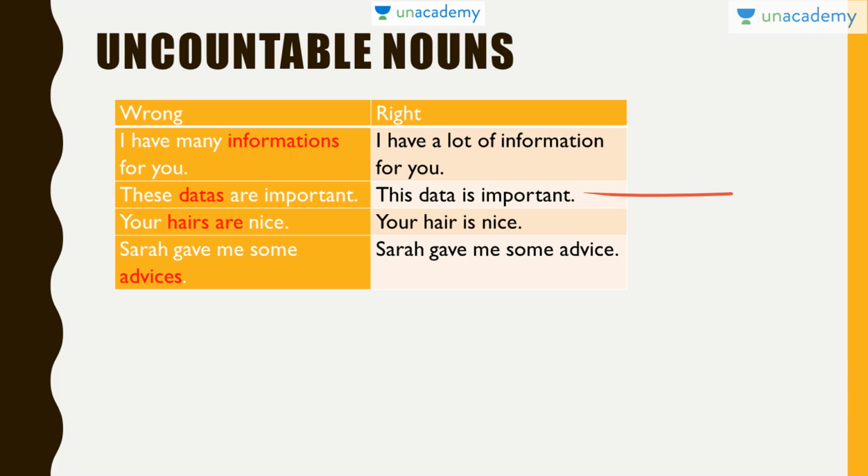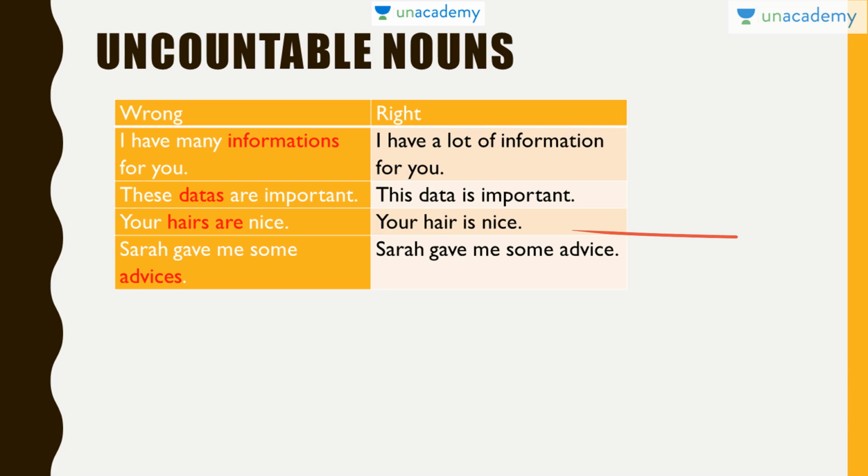Your hairs are nice. No, that's incorrect. We always say your hair is nice. So there are two errors here. One is it cannot be hairs. It's always hair. It's an uncountable noun. We presume that we cannot count hair. And you always say is nice. You don't say your hair are nice. Your hair is nice is the correct version.